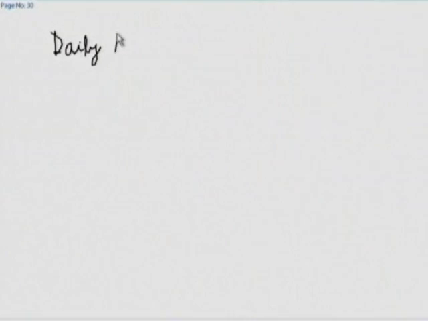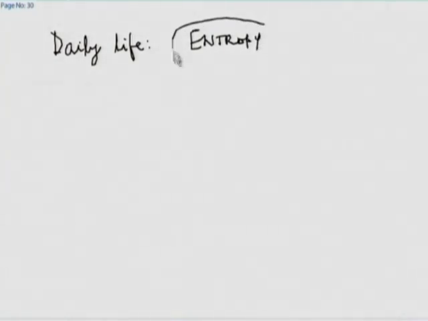In our daily life, the entropy concept need not be invoked at all. In our daily life, we have a feel for what is happening and what is not happening. That natural feel all of us have. Entropy is only a way of technically formulating it. So that is about day to day life.